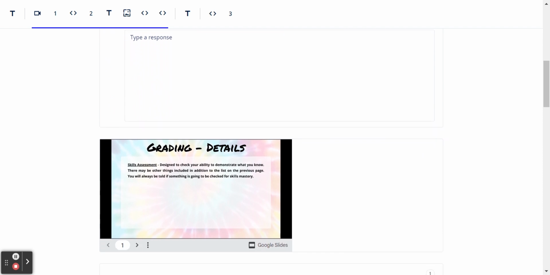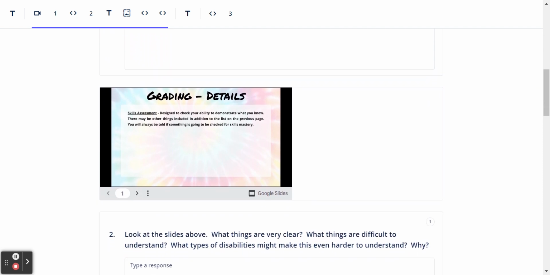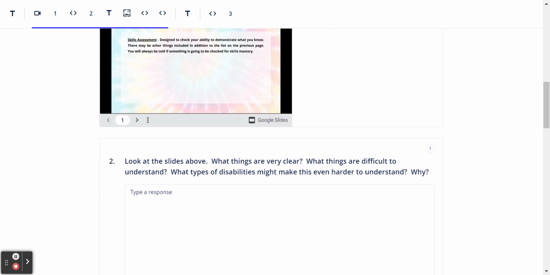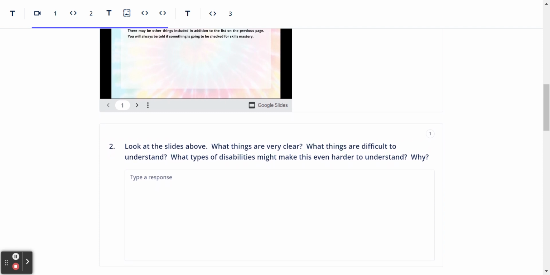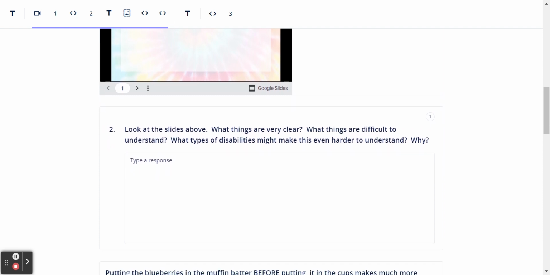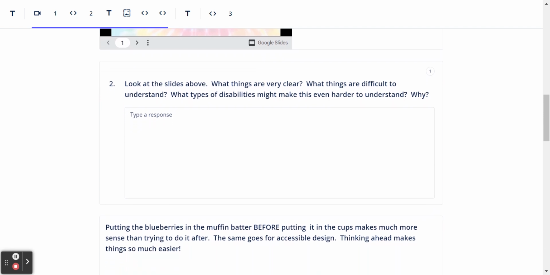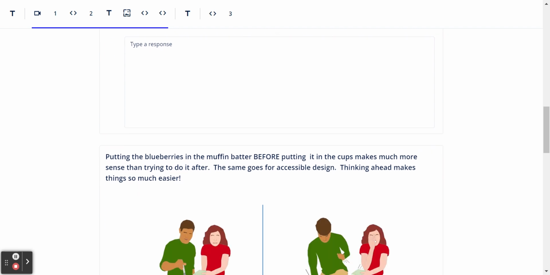Then I had them look at some slides that I had actually made and shown them at the beginning of the semester and think about whether things were clear, what was difficult to understand, what types of disabilities might make it harder to understand. And I prompted them to even think about things like color and font and text size.